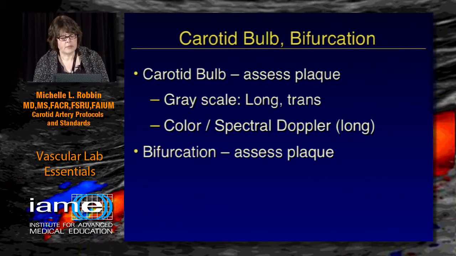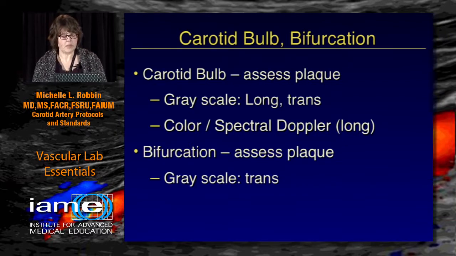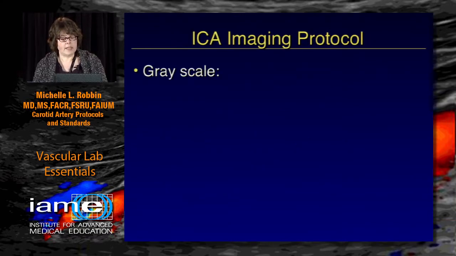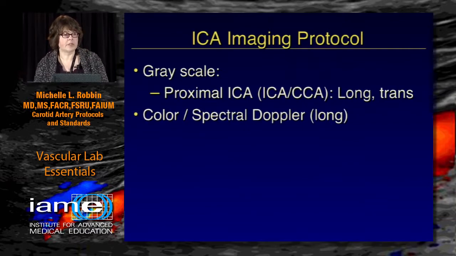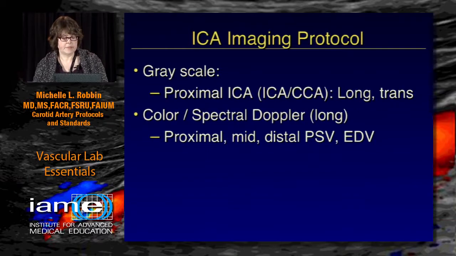But then we look at the bifurcation and assess the amount of plaque. Because you're on the grayscale, you're trying to say, okay, how much plaque is there? Am I going to believe what I get in the color and spectral Doppler? How much extra playing around am I going to need to do with the spectral and color Doppler, given the amount of plaque? And does it all make sense? So in the ICA, proximal ICA, CCA in the long and the trans on the grayscale, and then color and spectral Doppler in the longitudinal plane.